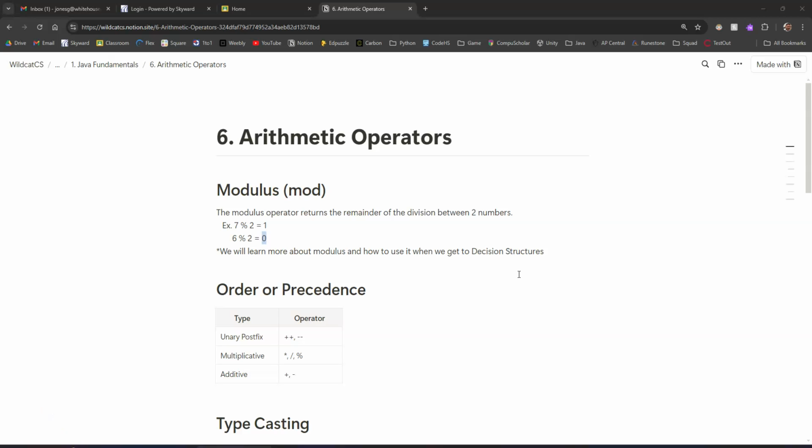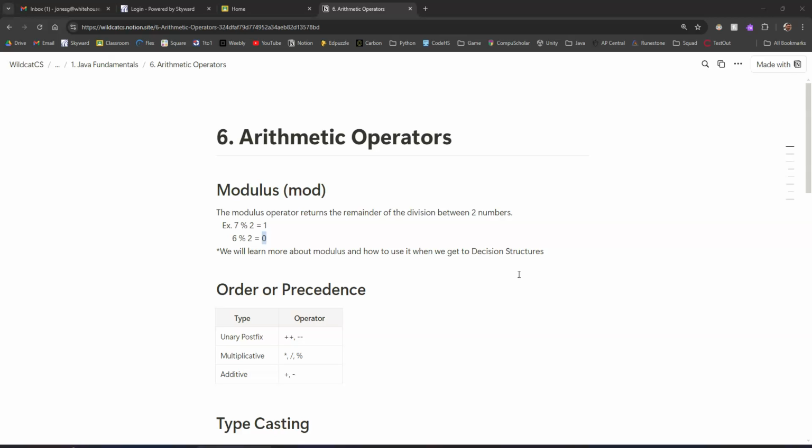Hey guys, welcome back. Today we're going to talk about arithmetic operators. When we say the word arithmetic, we're thinking like math. We're talking about manipulating data. With operators, we're talking about something that performs an operation like multiplication, division, addition, subtraction, stuff like that.